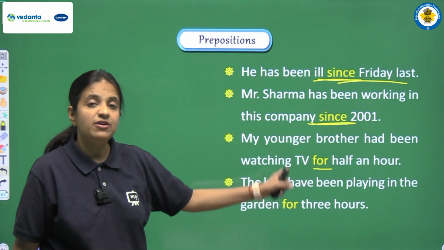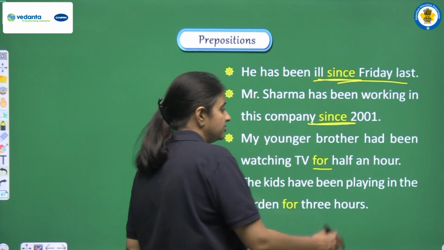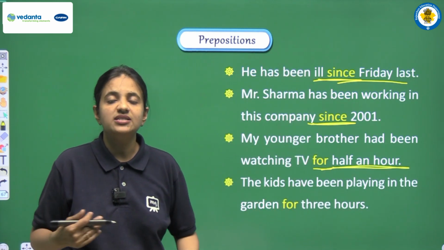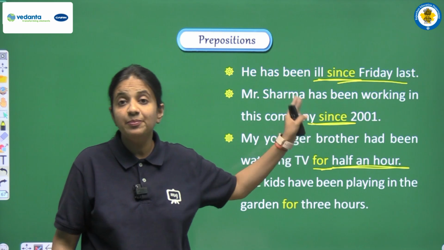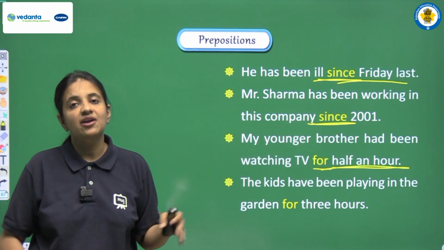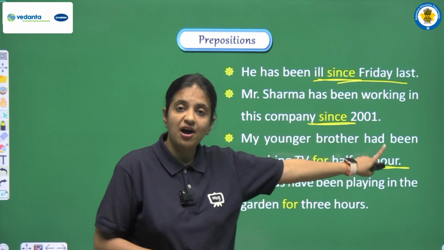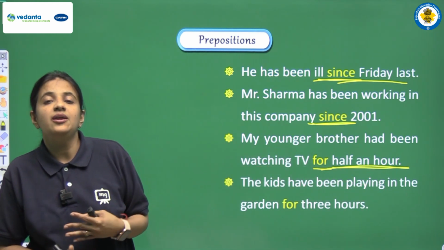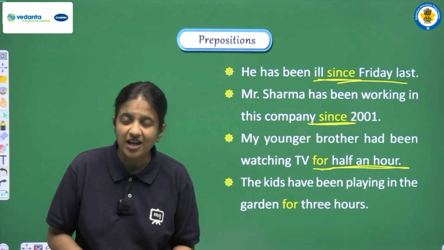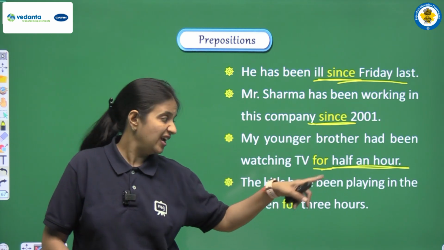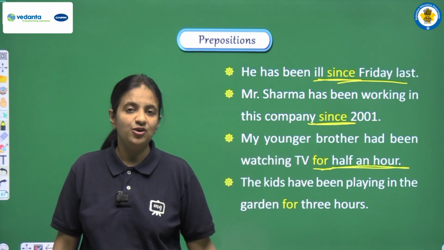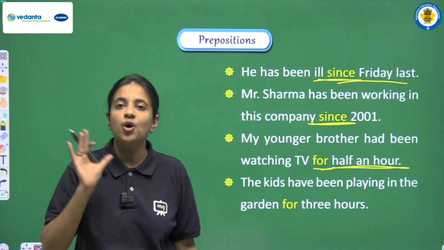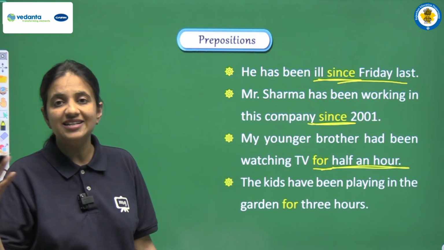So here we are having for. Why? Because yes, this time is not a particular time. This time is not given to us as a point of time, but it is the period of time. And whenever we are having any period, because here we are talking about half an hour, or we can say 30 minutes, so these 30 minutes are actually a period of time. So whenever we are talking about a period of time, we have to use for, and whenever we are talking about one point of time, one exact time, then yes, we have to use since in our sentence.